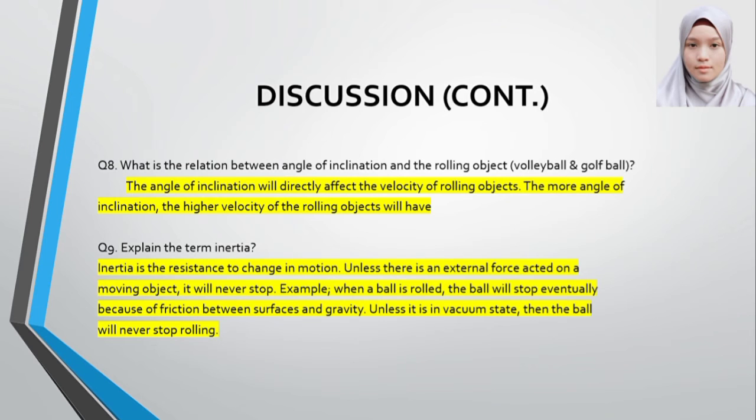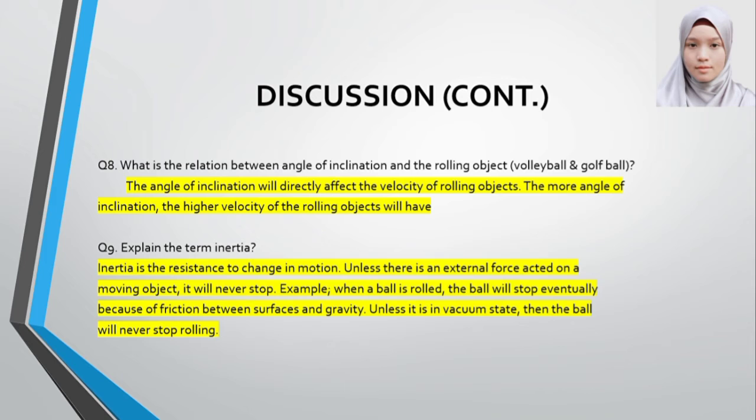From question 8, it asks us what the relationship is between angle of inclination and rolling object. For example, the rolling objects that we used during this experiment are volleyball and golf ball. So what is this relationship? The angle of inclination will affect the rolling ball in terms of velocity. The higher the angle of inclination, the faster the rolling object will move, so the higher its velocity.